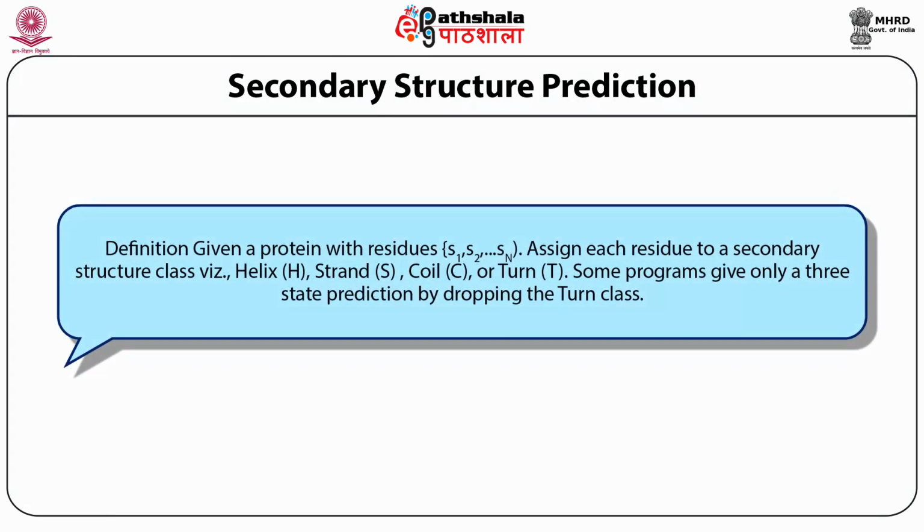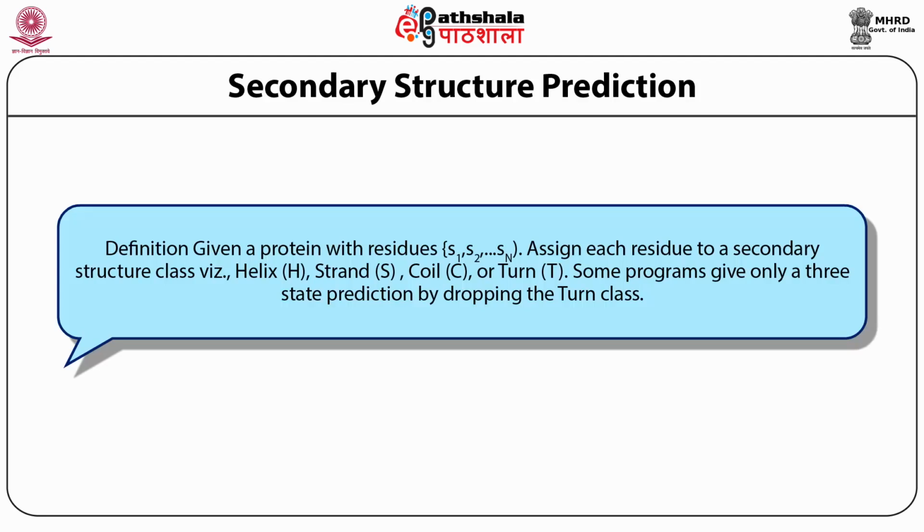By definition, given a protein with residues, let us label them S1 to Sn, we need to assign each residue to a secondary structure class. And currently what one uses, the classes are for helix, which we call the H class, the strands, we call them the S class, and the coils, that is something which is not either a helix or a strand or a turn, we call them the C class. And finally the turn, which we call the T class.